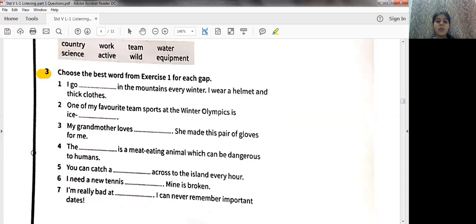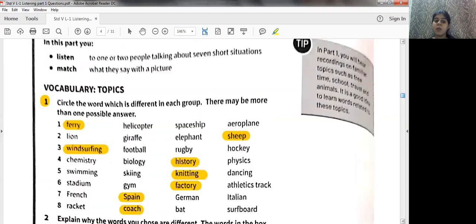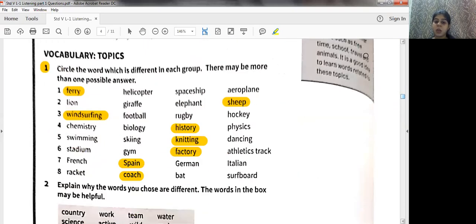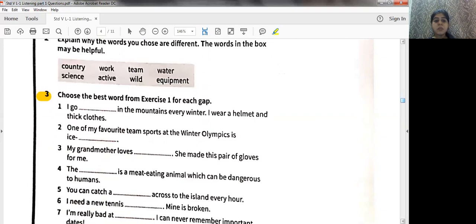Choose the best word from exercise 1 for each gap. Now students, you have 7 blanks over here. You have to complete these blanks by choosing the appropriate word from question number 1, that is from here. Okay. It is not necessary that because it is the odd man out, it cannot be an answer. It can also be the answer. So let us see and solve, students. Please keep a pencil in your hand.